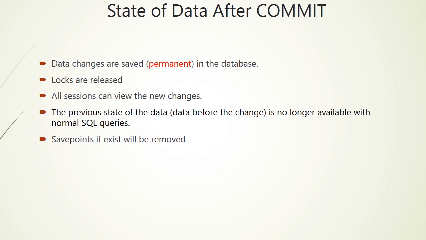State of data after commit. After running a commit statement, the transaction will end. Data changes are saved permanently. The locks are released, so other sessions can update these records. All sessions can view the new changes because now the transaction has ended by a commit statement. The previous state of the data before the changes is no longer available in normal SQL queries. Savepoints, if they exist, will be removed. We will discuss the savepoint later on in this lesson.